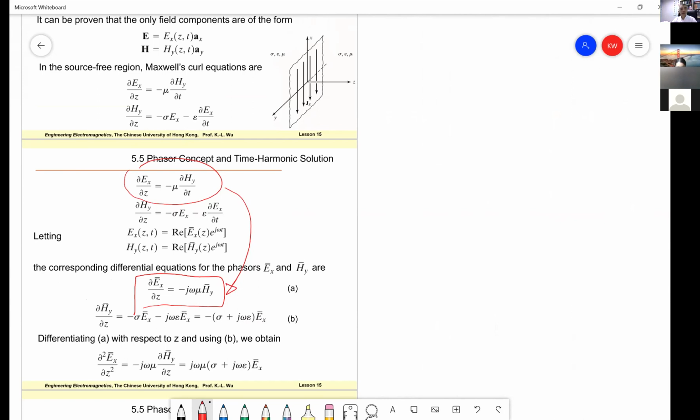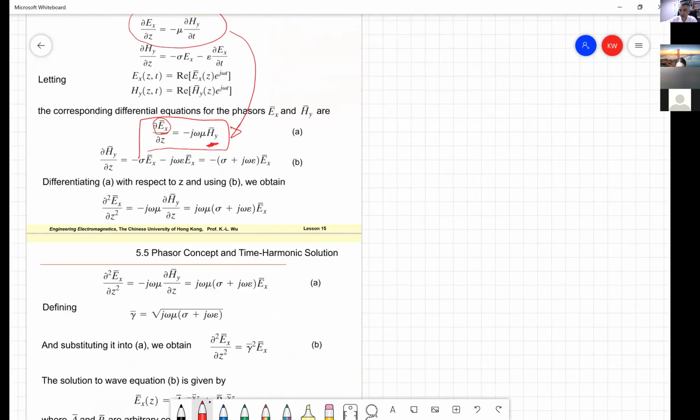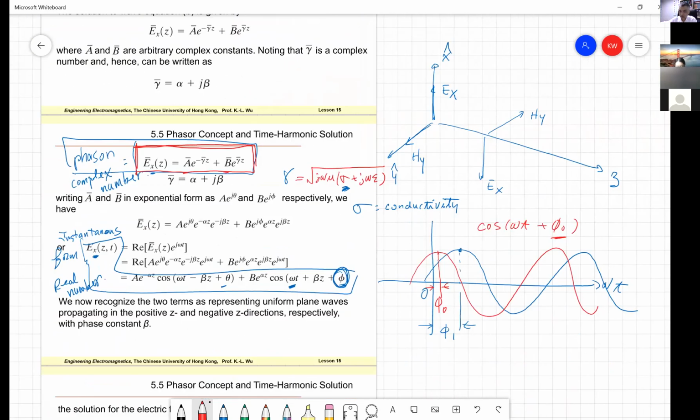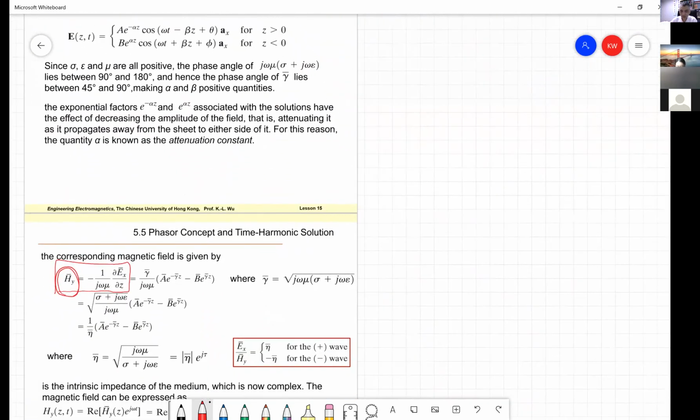Time varying magnetic field creates the electrical field. So this is Faraday's law. Then from this, we can find the H field by taking a derivative of the electrical field with variable z. We use this expression, and we take a derivative.